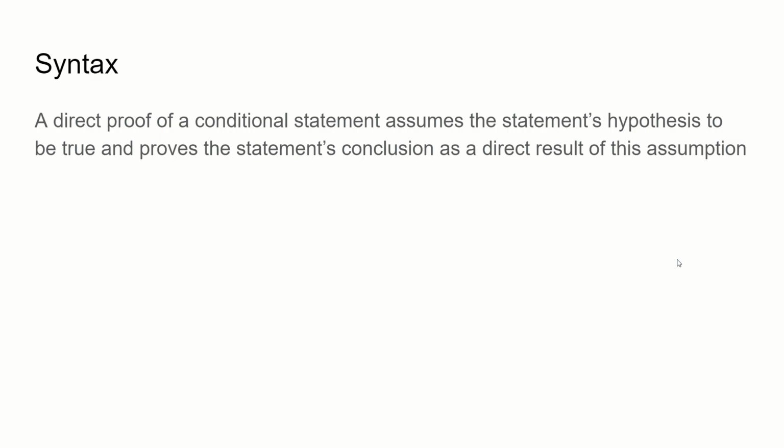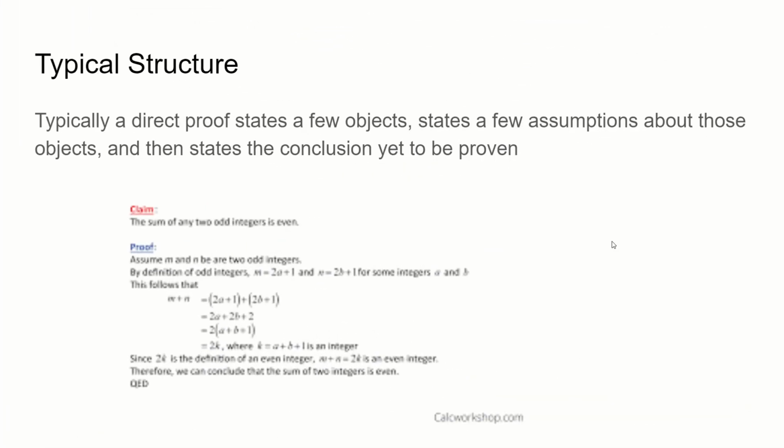Okay? Direct proofs all follow a certain syntax. The basic idea is a direct proof of a conditional statement assumes the statement's hypothesis to be true and proves the statement's conclusion as a direct result of this assumption. So, the hypothesis is assumed true. You don't have to go through whatever effort. They follow a general structure: name a few objects, state a few assumptions about those objects or any laws you plan to use in the proof, and then state where you're trying to get to in the proof, and bippity boop, it runs through here.